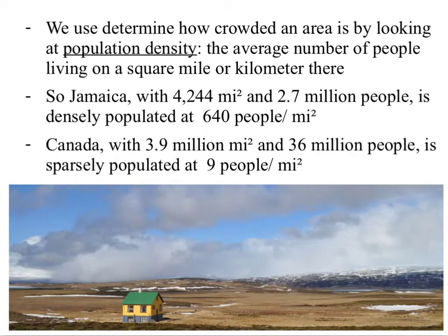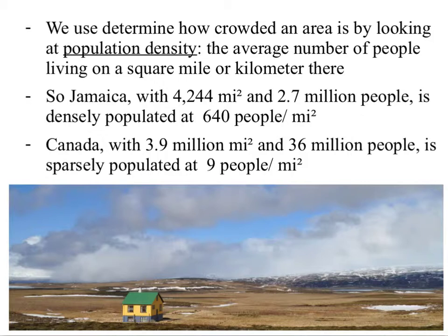When we're talking about how crowded an area is, though, we want to talk about population density. And we've talked about density before in terms of air molecules. It's the same thing with people. Basically, density in this sense means crowdedness, and lack of density means somewhere sparsely populated.